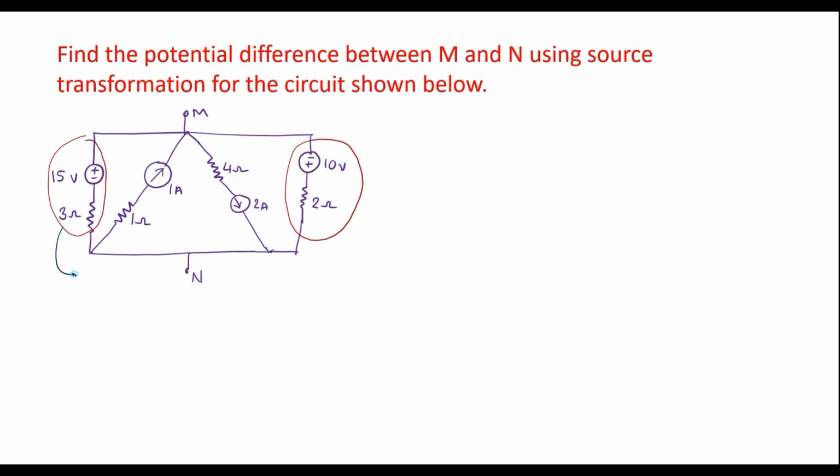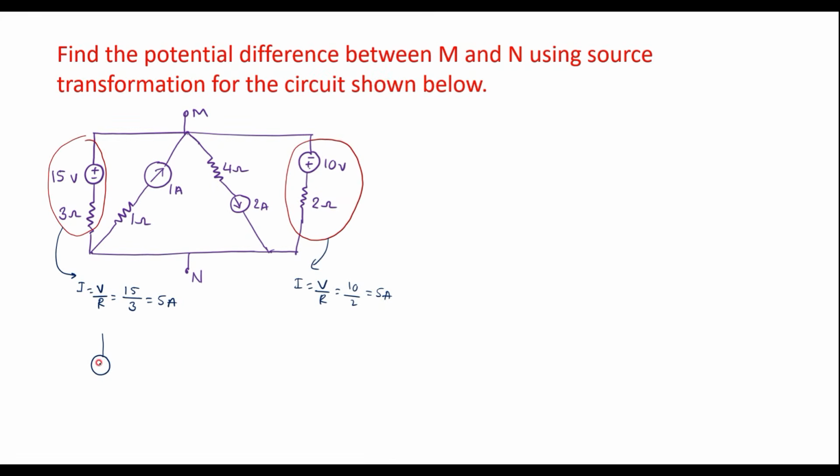So we know that to convert this into current source, I is equal to V by R, which is nothing but 15 divided by 3 is equal to 5 amp. That is, magnitude of current source is 5 amp. Similarly, for this I is equal to V by R, that is 10 by 2, 5 amp. Now I will draw the equivalent circuit.